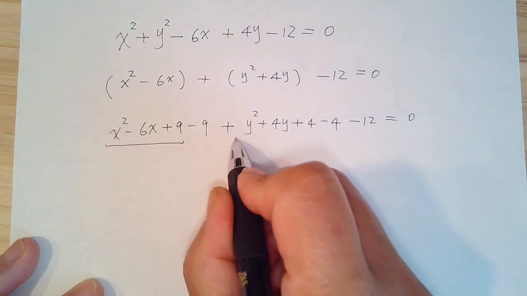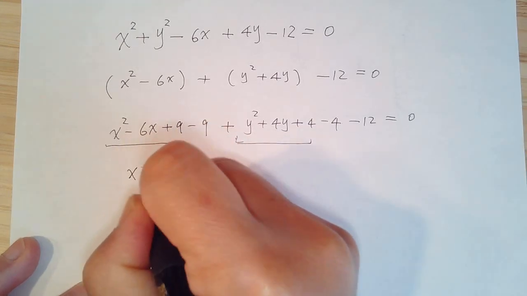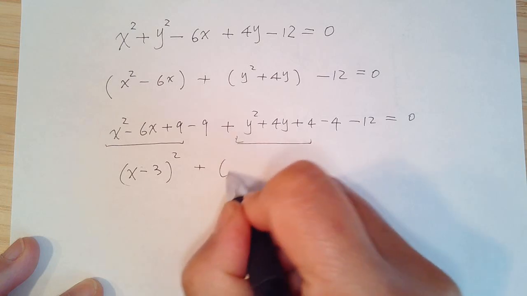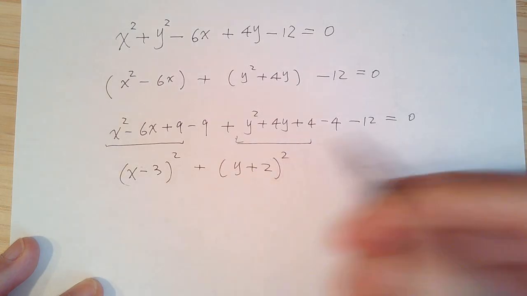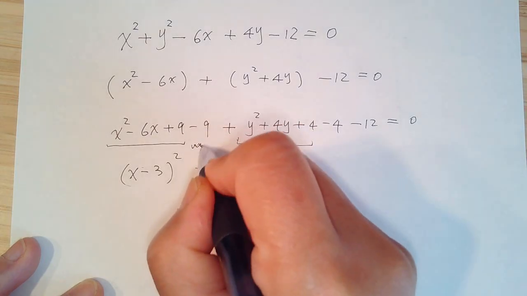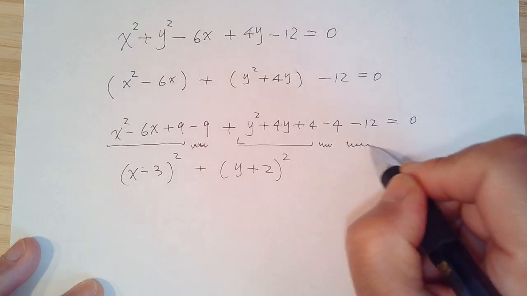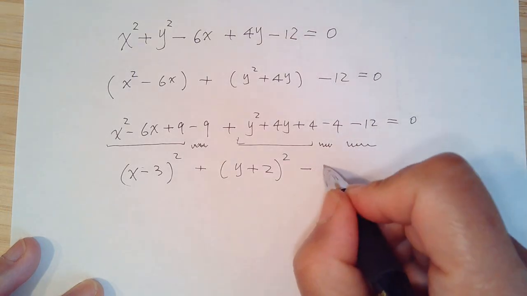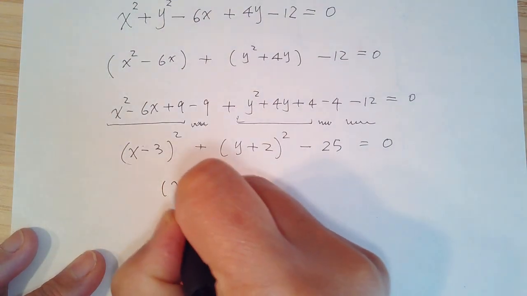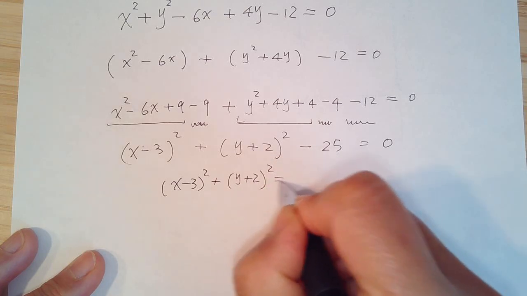This is a complete square. All right? So that is x minus 3 squared plus y plus 2 squared. That's good. And then we look at the numbers. Here is a negative 9, negative 4, that's negative 13, negative 12, so I get negative 25 equals 0, right? Okay, so then I get x minus 3 squared plus y plus 2 squared equals 25.